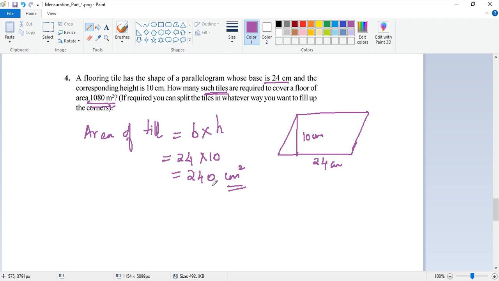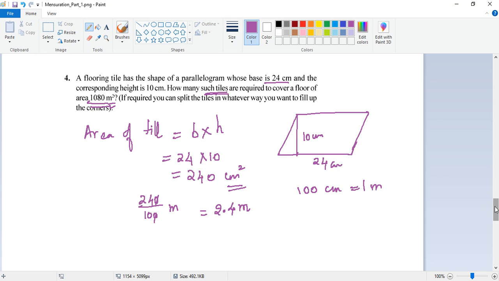So 240 centimeter square you can convert into meters. You know that 100 centimeter is equal to 1 meter. So 240 centimeter will be equal to 240 divided by 100 meter, that's equal to 2.4 meters. The zeros get cancelled and you get 2.4. So each tile covers 2.4 meters square.